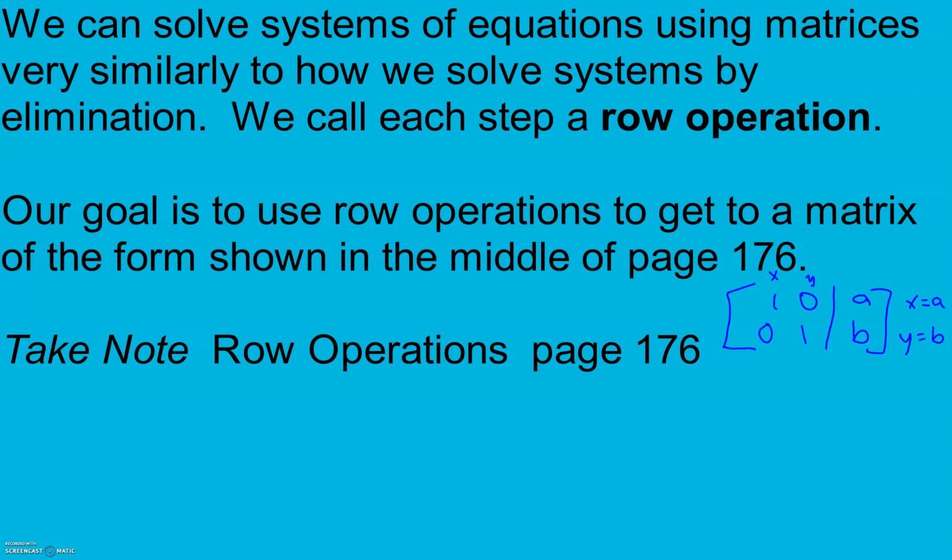If we look at page 176 on the bottom, they have the take note for row operations. Some things that we can do here with matrices is we can switch any two rows. So our top row can go to the bottom, our bottom row can go to the top. We can also switch rows from different matrices as long as they're from the same system. So we maybe changed it and did some operations to it. We can pull back the original one if we want to.